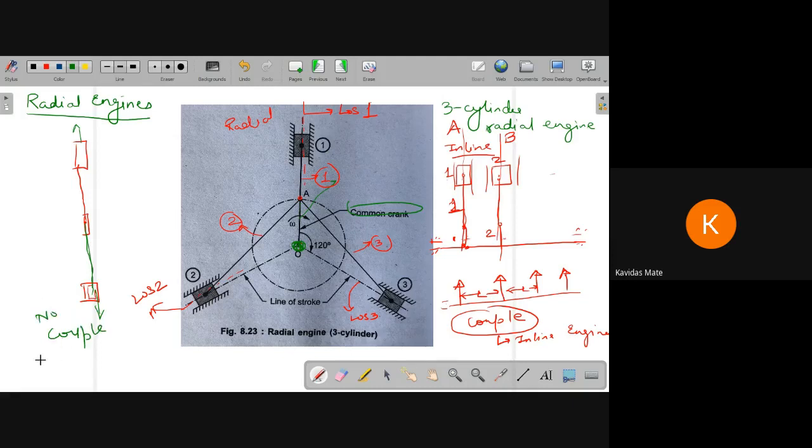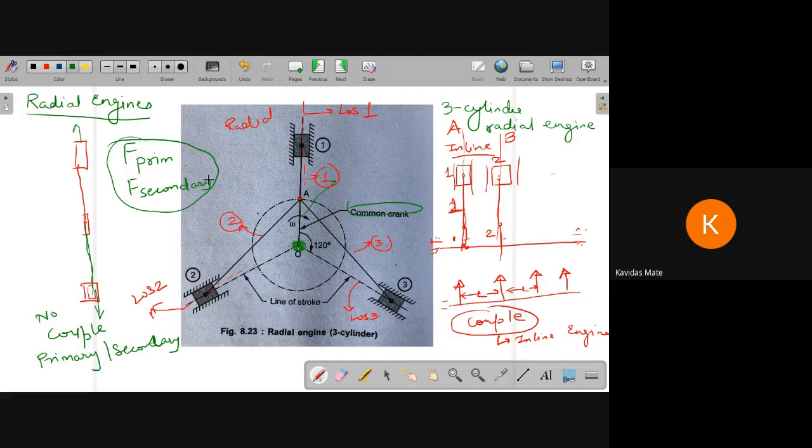So no couple, either primary or secondary. The important aspect is that when we talk about radial engines, we need to mention that there will be no primary and secondary couples. What will be present is only F primary and F secondary. So these are the differences between inline engines and radial engines.